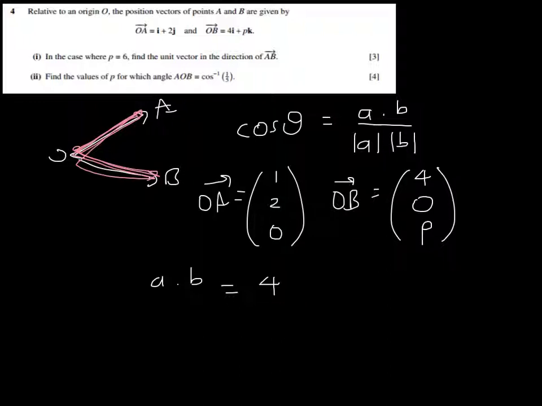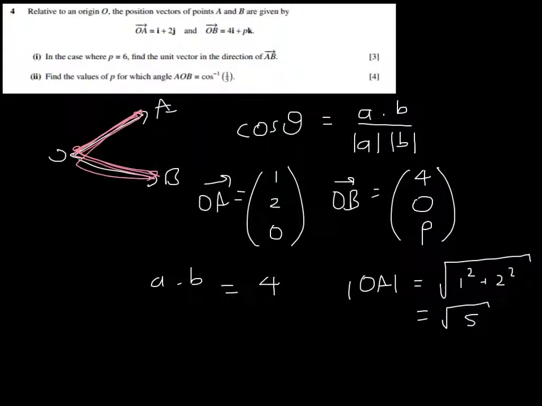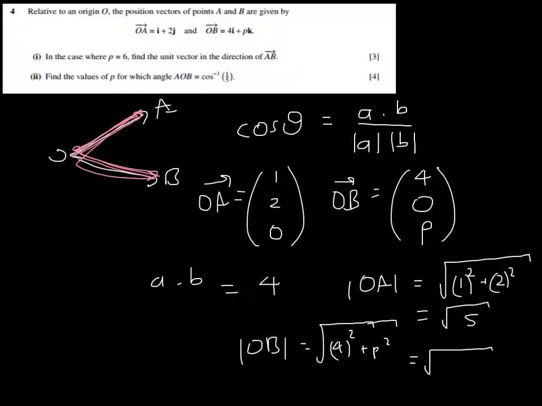And then let's do the magnitudes. So if we look at the magnitude of OA, it's going to be the square root of 1 squared plus 2 squared. So that's the root of 5. Of course, I should have used brackets around those just to be careful. And the magnitude of OB is the root of 4 squared plus p squared. So that's the root of 16 plus p squared.